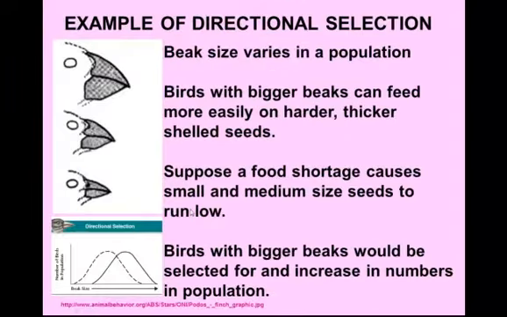So example, think about beak sizes in birds. Remember, beaks are going to vary, and birds with bigger beaks can feed more easily on seeds that have hard, thick shells. And suppose something happens in an ecosystem to cause a shortage of smaller or medium-sized seeds. It could be a virus that moves in and wipes out certain plants, could be a climate change happening where certain plants stop growing in that place, and birds with bigger beaks would be selected for because they could crush and eat those bigger seeds, and the smaller beaked ones are not going to be able to get food, and you'd see a shift in the population graph.